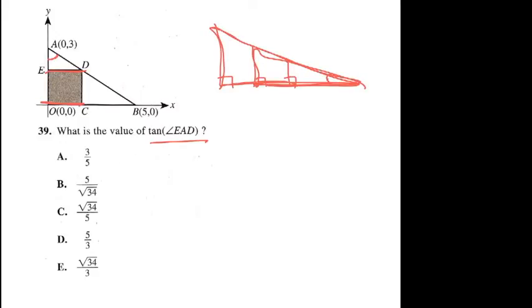So the EAD is going to be the same as going from OAB. And that means it's going to simply be opposite, which is 5, because I'm looking at my x-axis here, and that distance is 5. And my distance on the y-axis is 3. So it's simply 5 over 3, making D the answer on this one, 39.